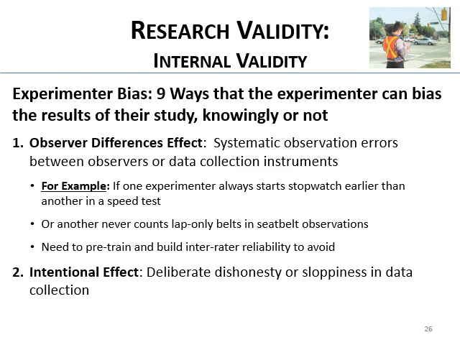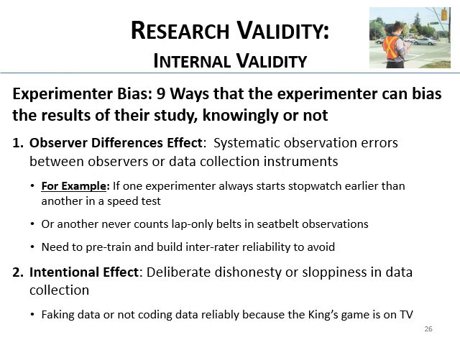So one that just fits in somewhere is the intentional effect, and this is when there's just straight up deliberate dishonesty or sloppiness in data collection. People making up data, doubling your data, that sort of thing. It's really fraud, but it has a name here. It's called the intentional effect, and it's another way that experimenters bias their studies. So faking data, or not coding data reliably, or coding things differently because the King's game is on TV, whatever it is, is an intentional effect.